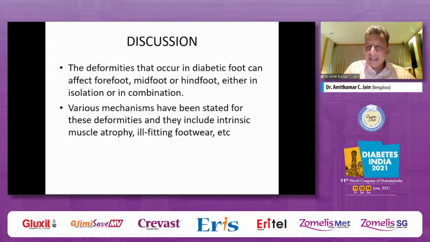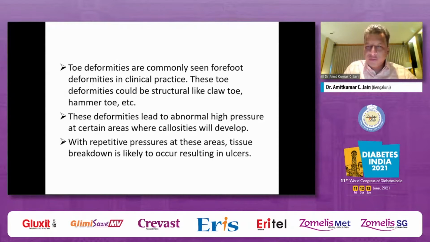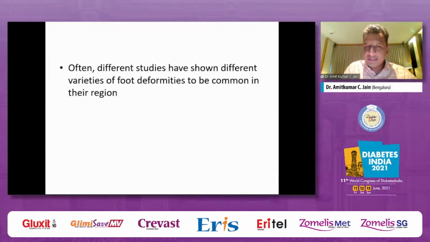The deformities that occur in the diabetic foot can occur in the forefoot, midfoot, and hindfoot, and we believe there are various mechanisms responsible for these deformities, ranging from intrinsic muscular atrophy to ill-fitting footwear. Toe deformities are extremely common in the forefoot in our clinical practice, and the structural, visible ones are claw toe, hammer toe, mallet toe, and hallux valgus. They lead to abnormally high and repeated pressure in these areas, which can result in breakdown of the skin, causing an ulcer.